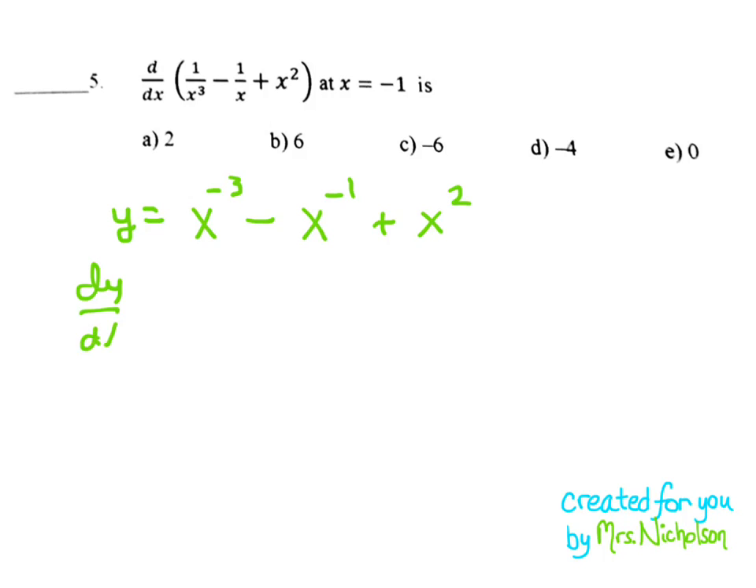Now I'm ready to find the derivative. My derivative would be negative 3x to the negative 4. Negative 3 minus 1 is negative 4. And the negative 1 times the minus x, that minus becomes plus x to the negative 2. And then my final term derivative is 2x.